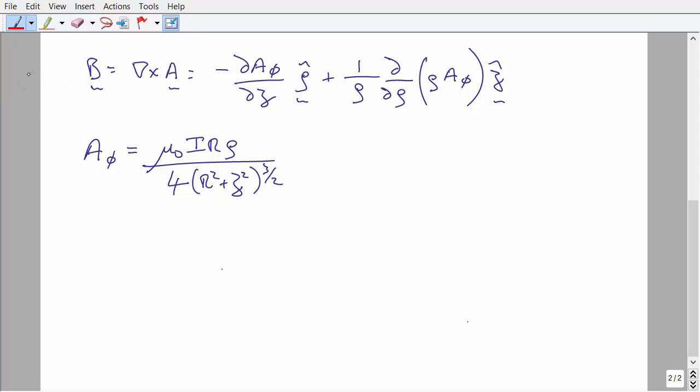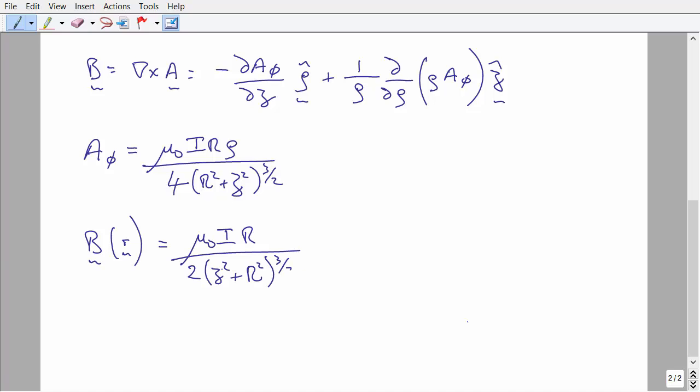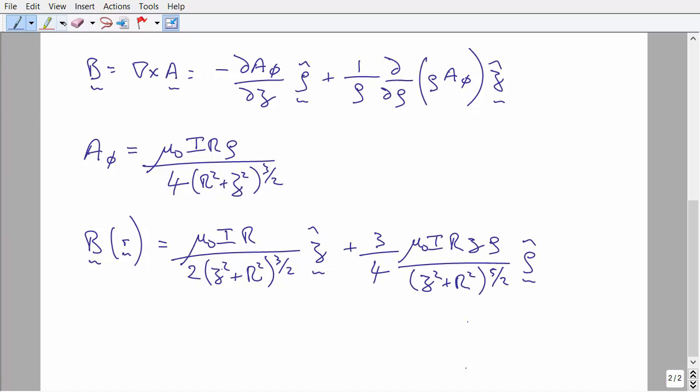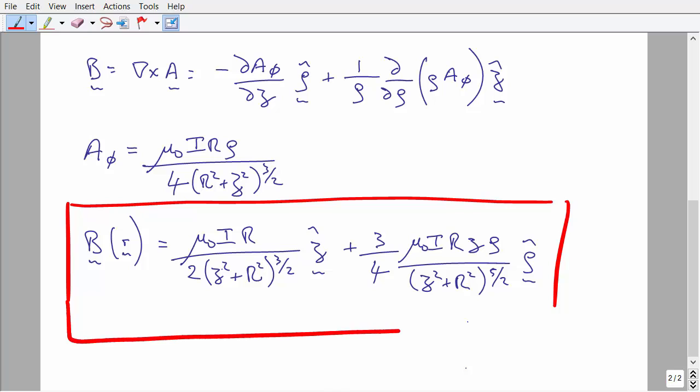Okay, so if we were now to take this expression and calculate these terms by substituting A phi in here and calculating the derivatives appropriately, we would wind up with the following expression for the magnetic field, and you should check this. Okay, so that's rather an interesting expression.